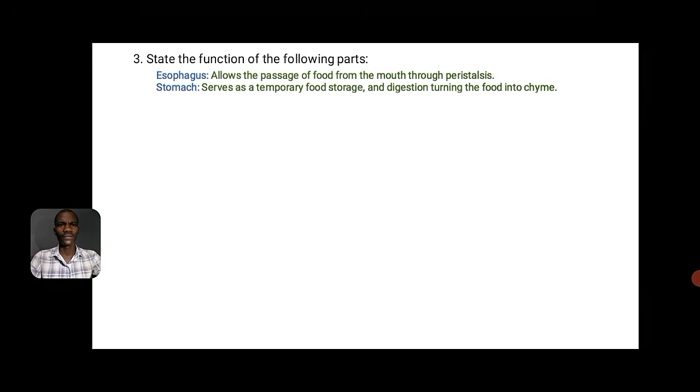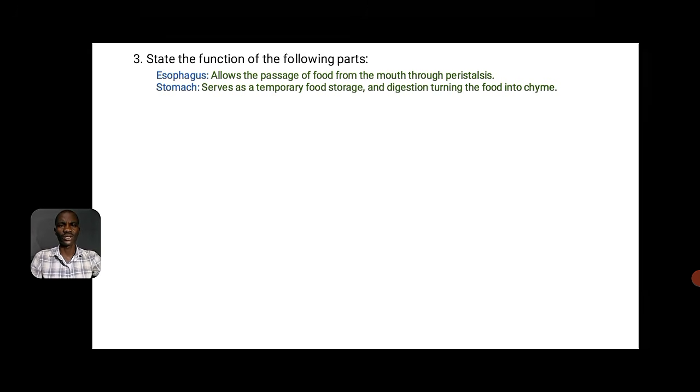Let us continue. State the function of the following parts. So you have the esophagus. The esophagus allows the passage of food from the mouth to the stomach through peristalsis. What is peristalsis? Peristalsis simply means a wave-like movement when food is being swallowed from your mouth down to the stomach through the esophagus.